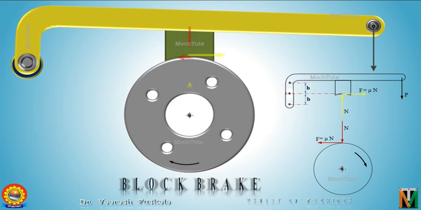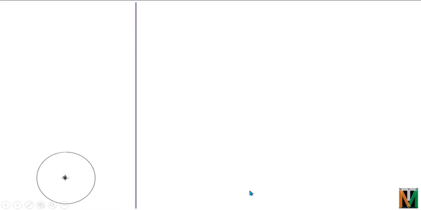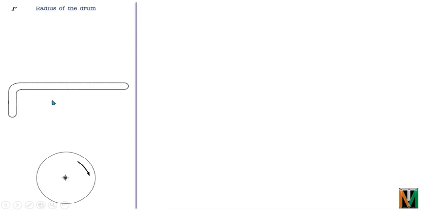So let's take the first case. This is the same drum, rotating in the clockwise direction, having radius R. Then this is the lever, which is pivoted here at point O. It has the block rigidly fixed to the lever, and the force P is applied in the downward direction. P is the force applied on the lever. Now the line through the point of contact of the block and the drum is passing through the fulcrum point. So let's see what will happen in this case.